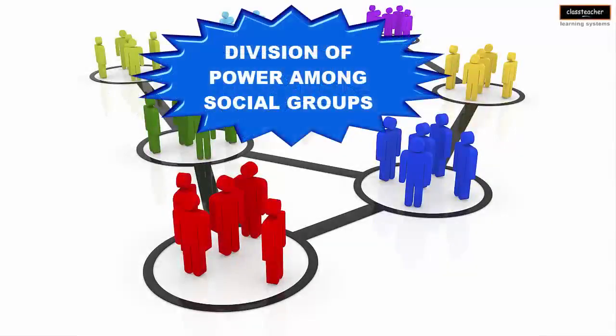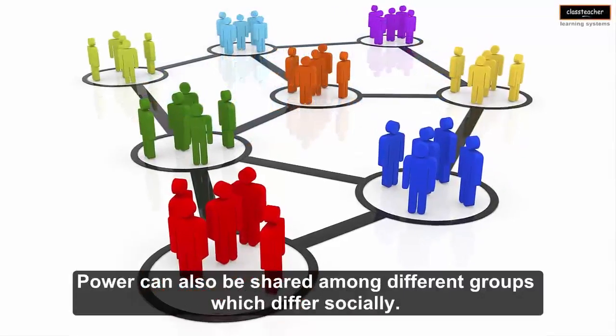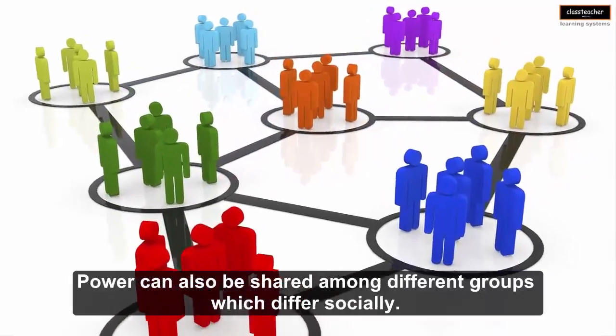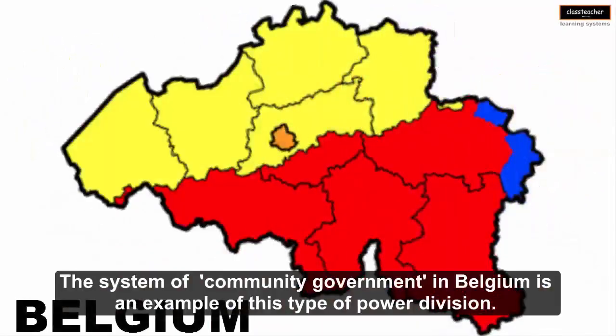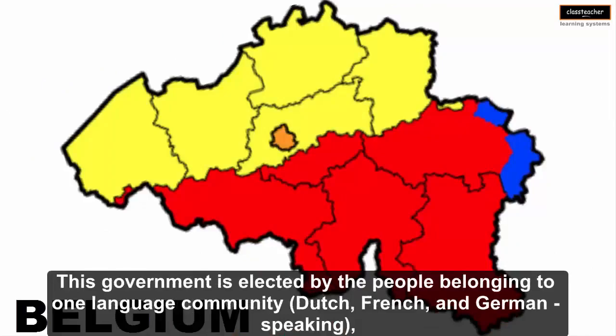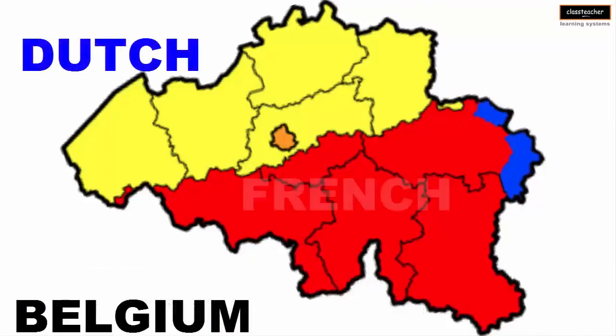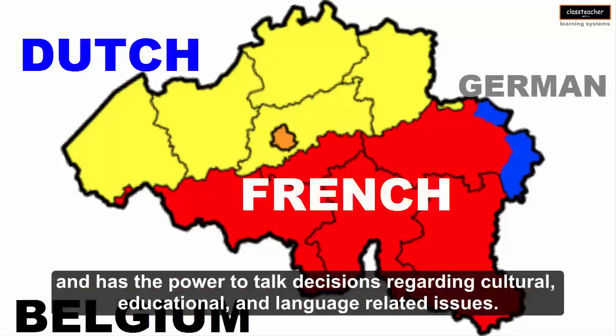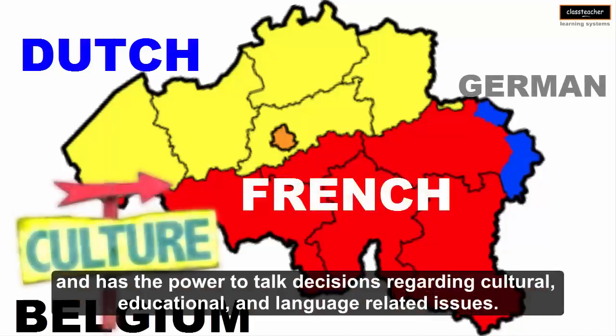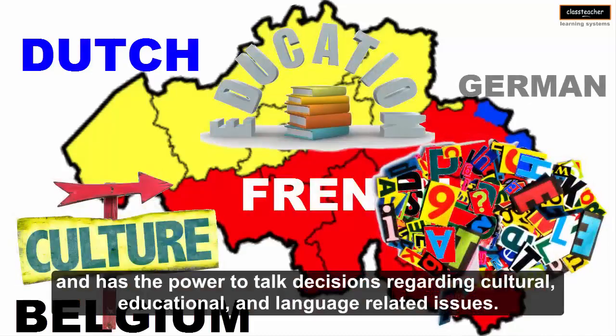Division of power among social groups. Power can also be shared among different groups which differ socially. The system of community government in Belgium is an example of this type of power division. This government is elected by the people belonging to one language community, Dutch, French, and German speaking, and has the power to take decisions regarding cultural, educational, and language-related issues.